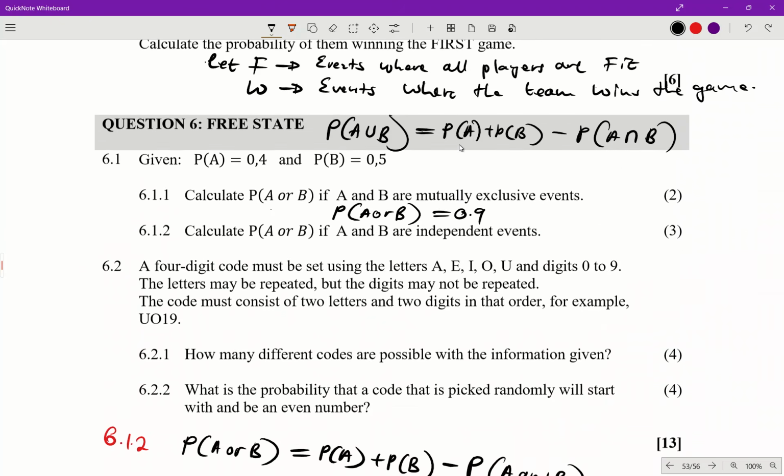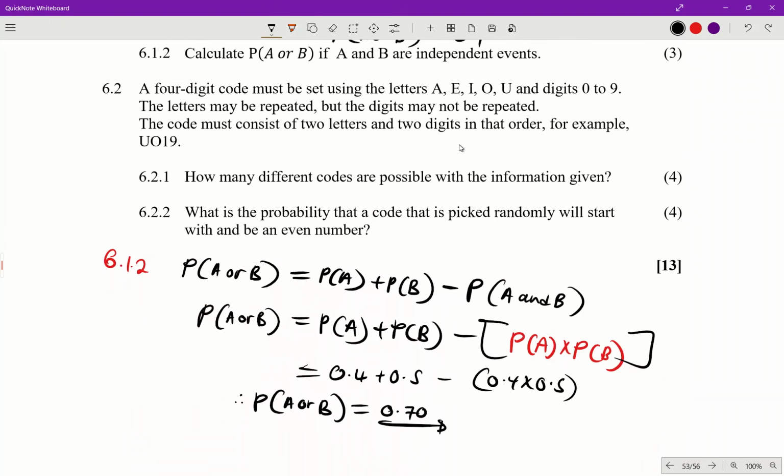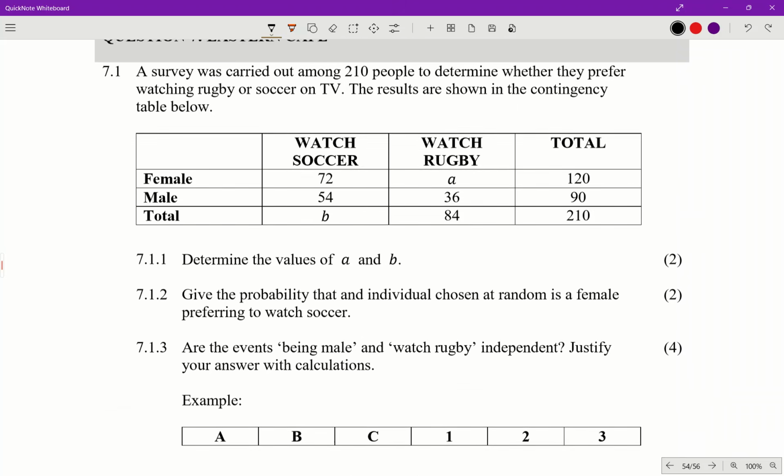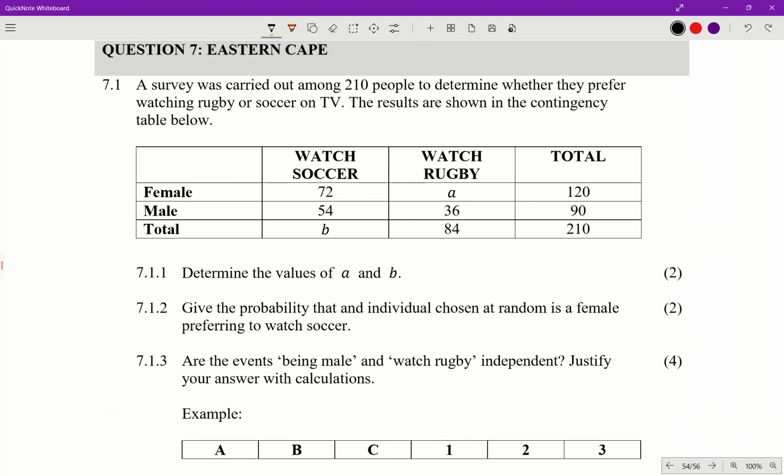So that's it. Maybe this is gonna be it's gonna be 3 hours. I don't know, guys. So let's see. For Eastern Cape, are you here?